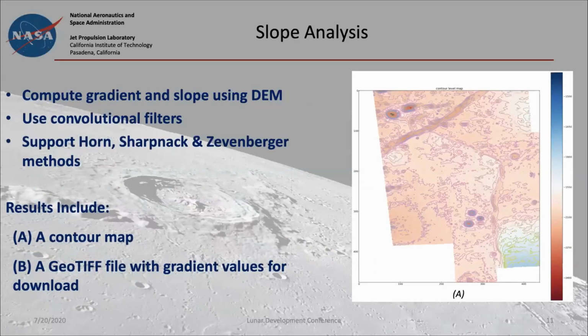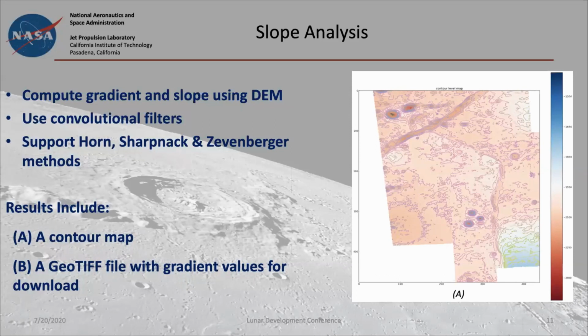Slope analysis is not image-based, but instead is centered on elevation data. It estimates gradients and slope data on a given digital elevation map. It uses different convolutional filters and algorithms to compute a gradient estimate of each point in the digital elevation terrain model by sampling the neighboring points around it.